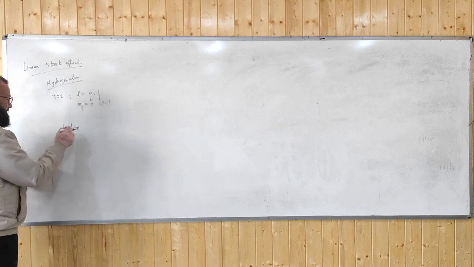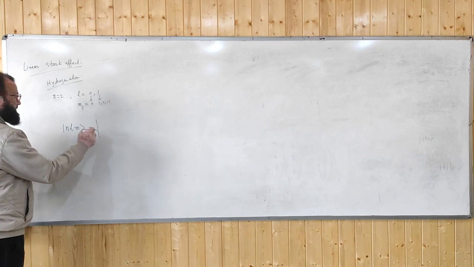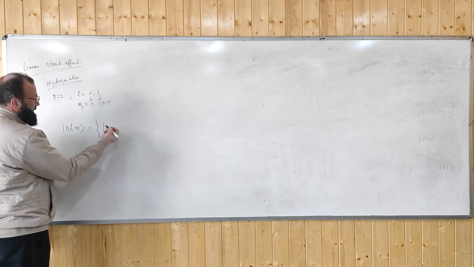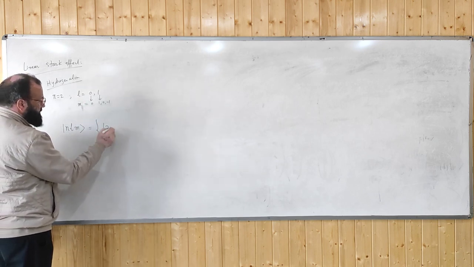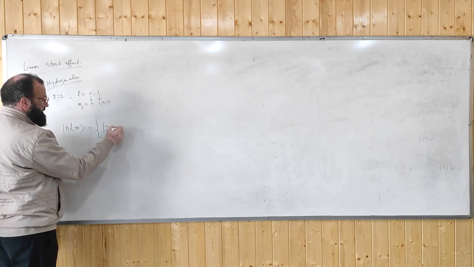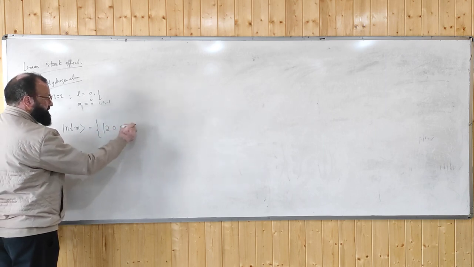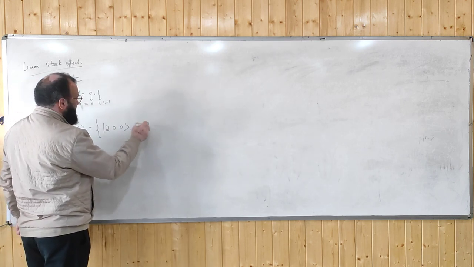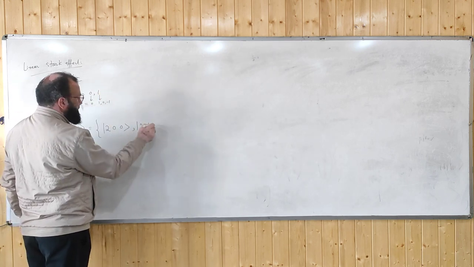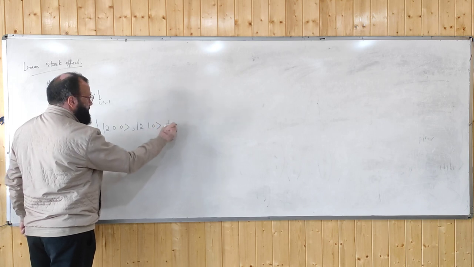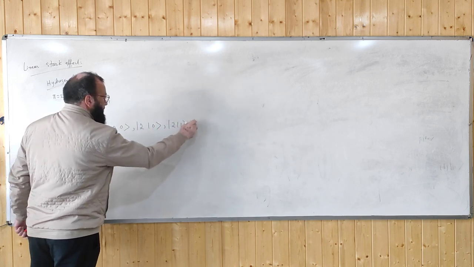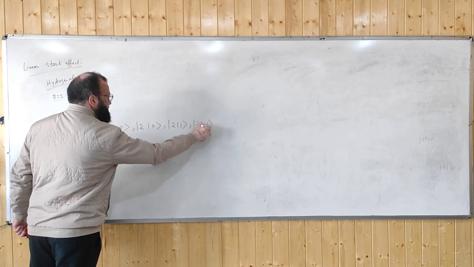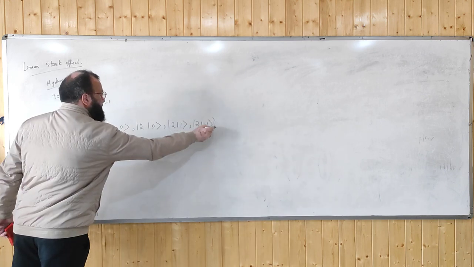So your n, l, m states are here. You are having two. Let's take 2, 0, 0: l is equal to 0, m is equal to 0. These are all degenerate. Let me take 2, 1, 0, then I will take 2, 1, 1, then I will take 2, 1, minus 1. So these are the four states which are degenerate.